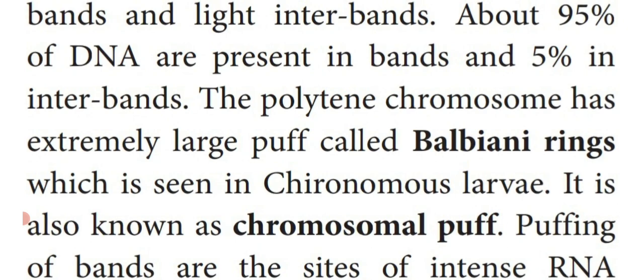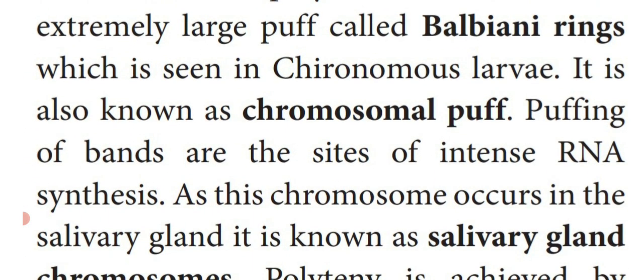In some insect larvae named Chironomus larvae, the polytene chromosomes look like a puff ball named Balbiani rings. This puff of the Chironomus larvae is known as a chromosomal puff. The puffing of these bands in the larvae are the sites of intense RNA synthesis. So in this puffing band only, they are producing RNA.